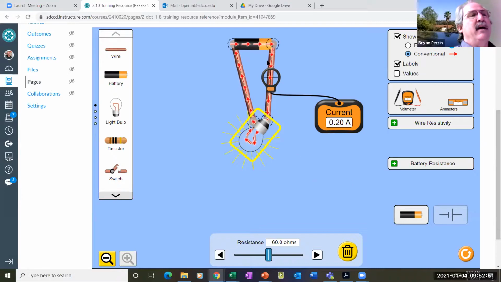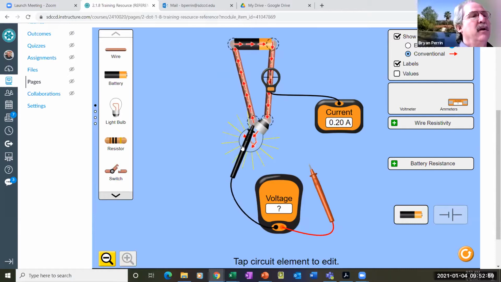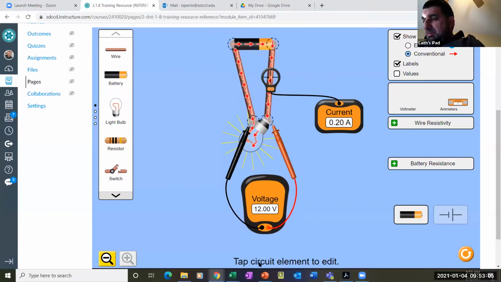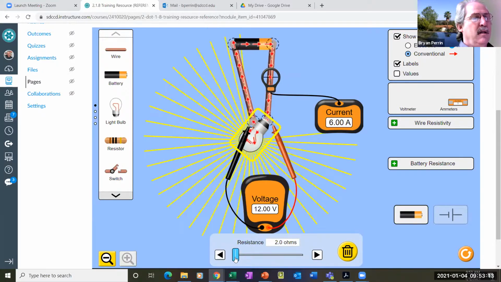But yet I'm still using all my 12 volts, aren't I? Yes. So if I take a look here, I'm at 12 volts, right? So watch what happens when I change my resistance. Am I still at 12 volts? Yes. So the amount of current flow is based on resistance. Voltage, my single load is still going to use all of my voltage. So this is a complete circuit.